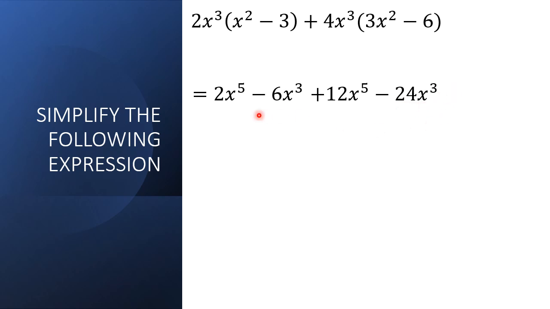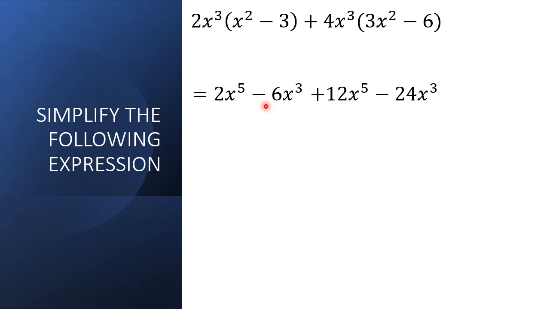We then have to collect our like terms since we are adding terms here. So how do we collect like terms? We look for terms that have the same variables with the same exponents. The first term is 2x to the power of 5. Which other term contains x to the power of 5 in the expression? And that will be 12x to the power of 5. So the two need to be grouped together.